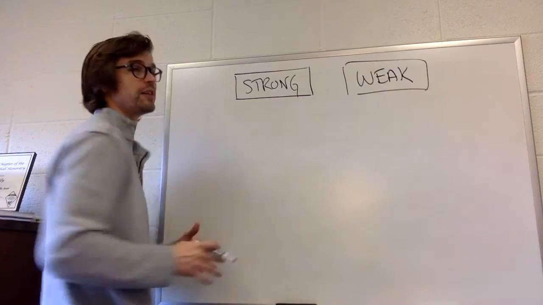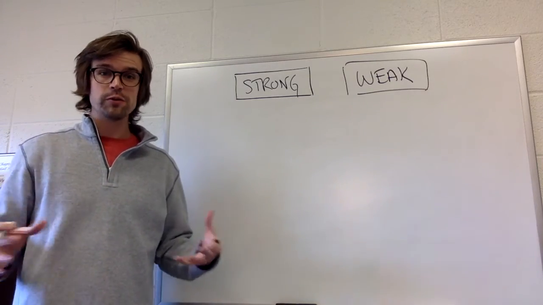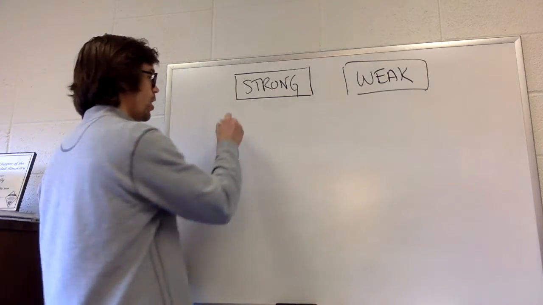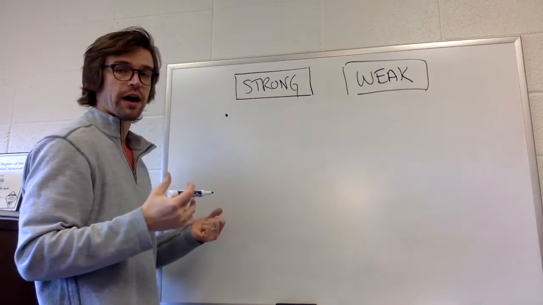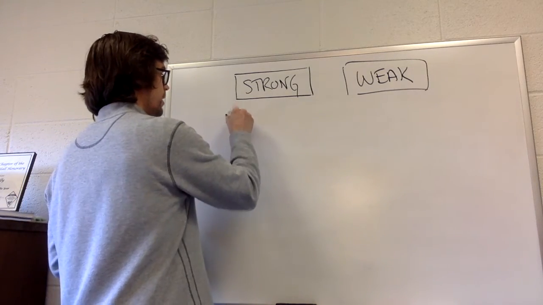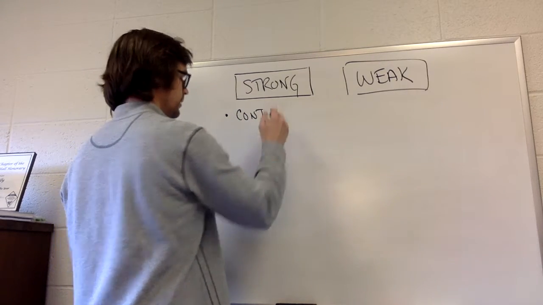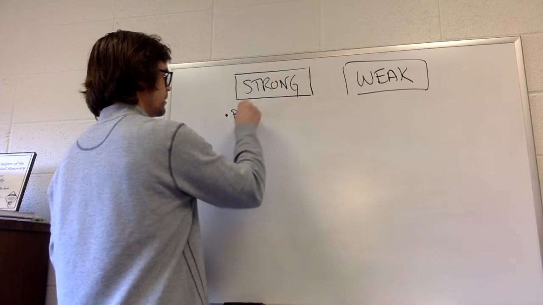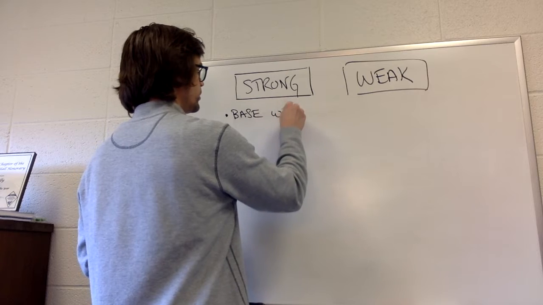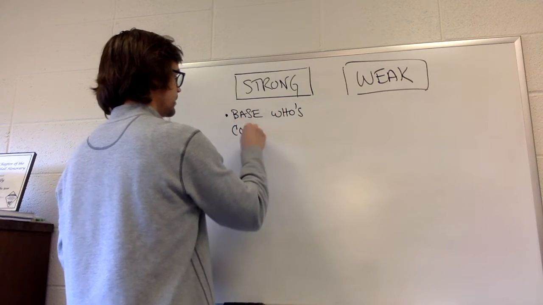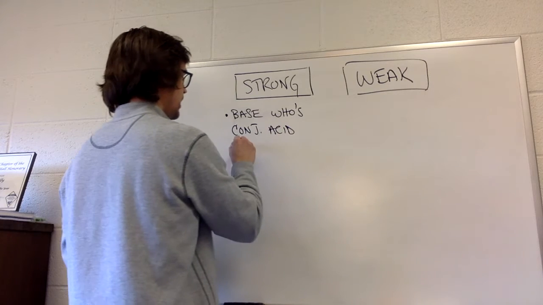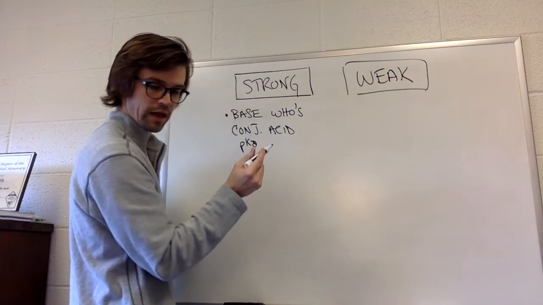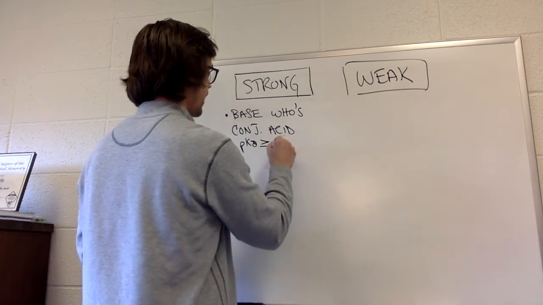So essentially, strong nucleophiles. What do we compare nucleophiles to? Bases, right? A strong base is a strong nucleophile. And a strong nucleophile is anything where the conjugate acid, actually, let's put it in the form of the base. So a base whose conjugate acid has a pKa greater than or equal to 5.